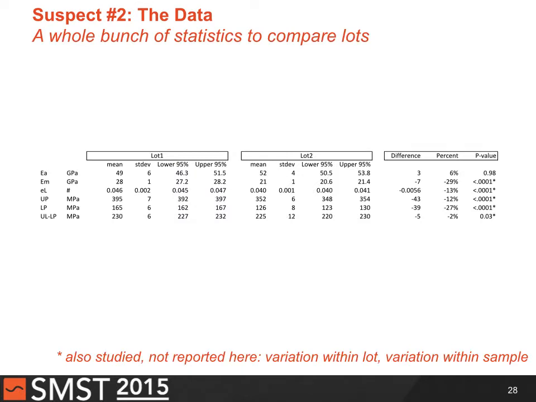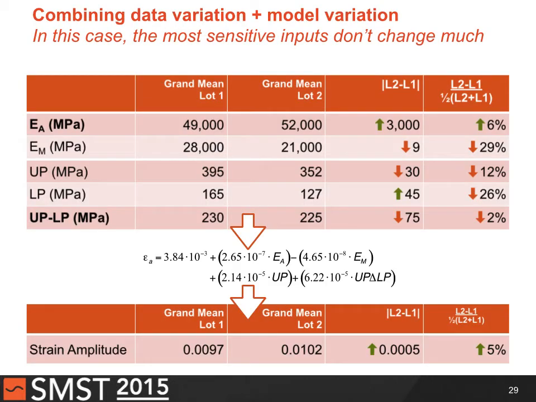Again, a bunch of statistics, which I won't bore you with. We'll put all these in the paper when we get that together. But the upshot of it is, you see some big numbers here, right? It's the difference between lot 1 and lot 2 in terms of the martensite or the unloading modulus, down 29%, the lower plateau down 26%. But the factors that really matter, the upper plateau, was just 2%, and the loading modulus was just like 6%. So though some of the differences were large, when we did all the statistics, the impact on strain amplitude was a lot less than we were initially concerned about.